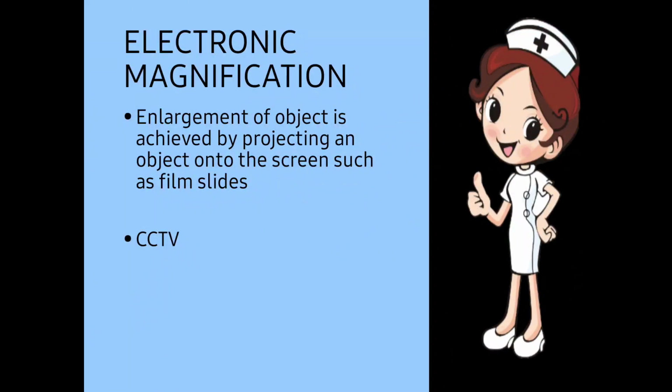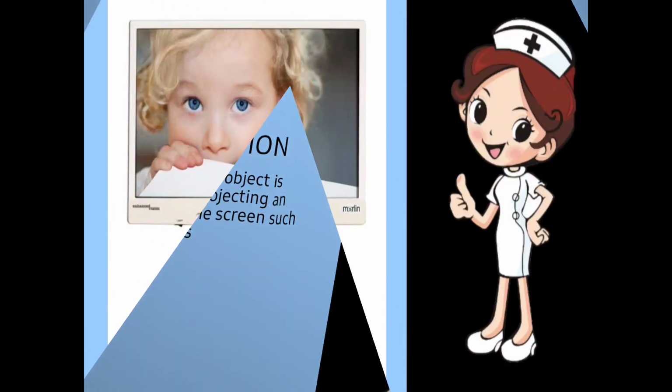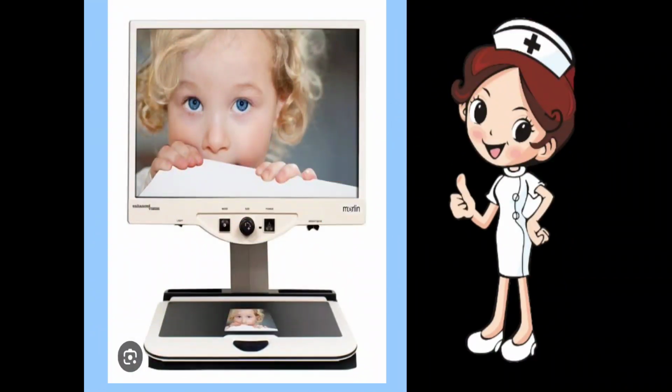Next one is electronic magnification. Now here we will enlarge the object. Enlargement of an object is achieved by projecting an object onto the screen, such as film slides, for example CCTV. Now you can see that a large object is seen here, so we will do the enlargement of the object by using electronic magnification or CCTV.